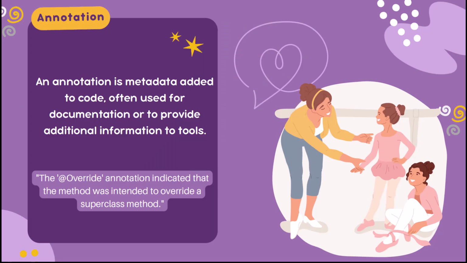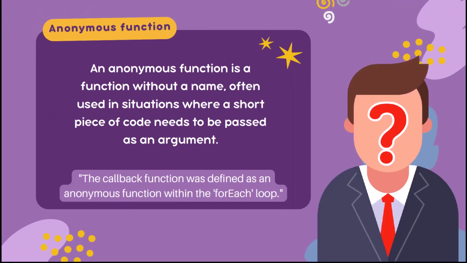Annotation. An annotation is metadata added to code, often used for documentation or to provide additional information to tools. Example: the override annotation indicated that the method was intended to override a superclass method. Anonymous function. An anonymous function is a function without a name, often used in situations where a short piece of code needs to be passed as an argument.